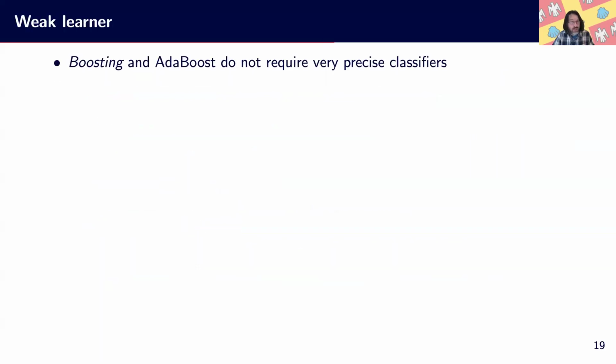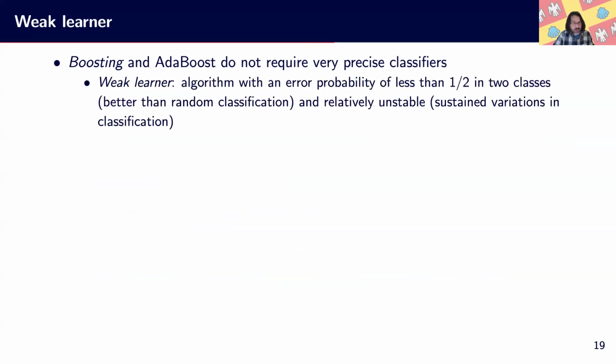So boosting and AdaBoost do not require very precise classifiers. They can be quite rough. They can be weak, what we call weak learners. These are algorithms with an error probability of less than 1/2. So they are better than random classification, random guesses. They just need to be slightly better than 50%.